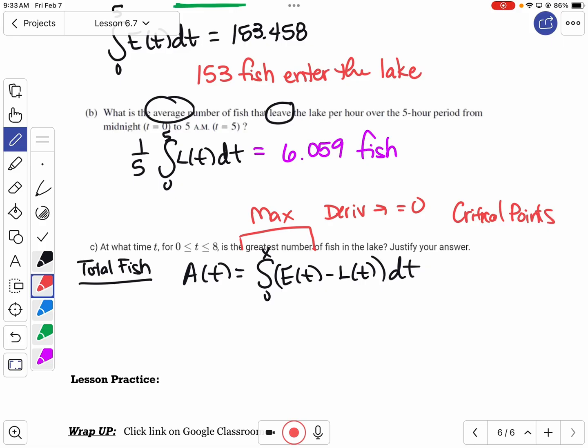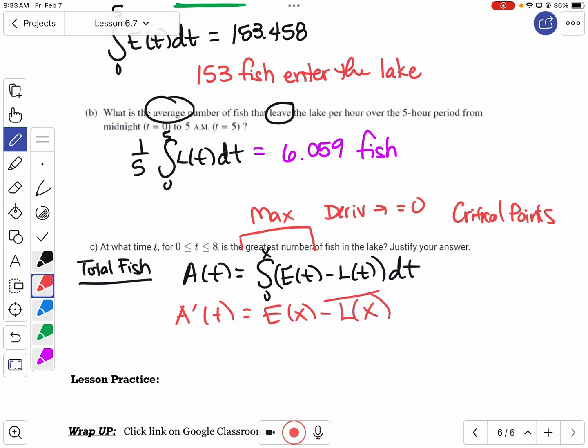Okay. Now, if we're finding our critical points, if I take the derivative of A prime, or the derivative of A, I'm taking the derivative of that integral, what will it leave me with? If I take the derivative of A, which is this integral, it's just going to be e to the x minus L of x.